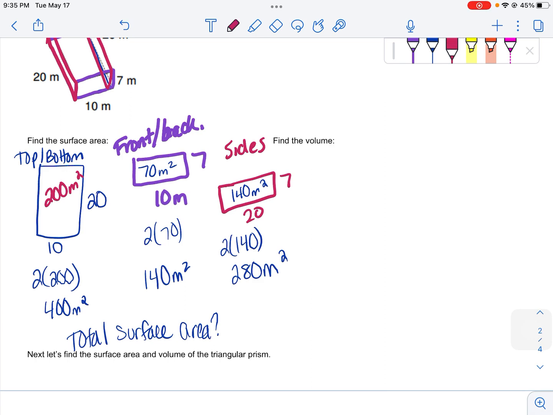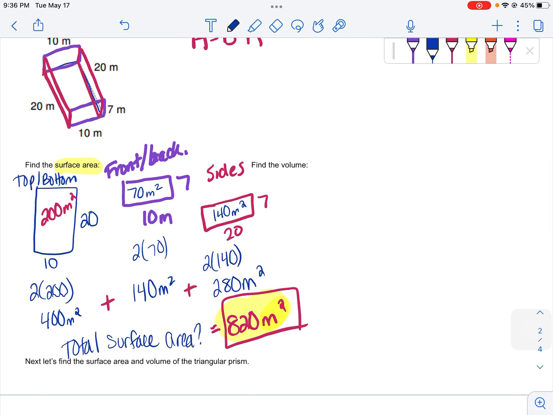All right, from there, how are we going to find the total surface area? To find the total surface area, we have to add the combined total. So 400 plus 140 plus 280 gives us a total of, let's see, 400 plus 140 would be 540, and 540 plus 280 would be 820. So that would be our total surface area. And since we want area, our units are always squared. So we have meters squared. So final answer, 820 meters squared.